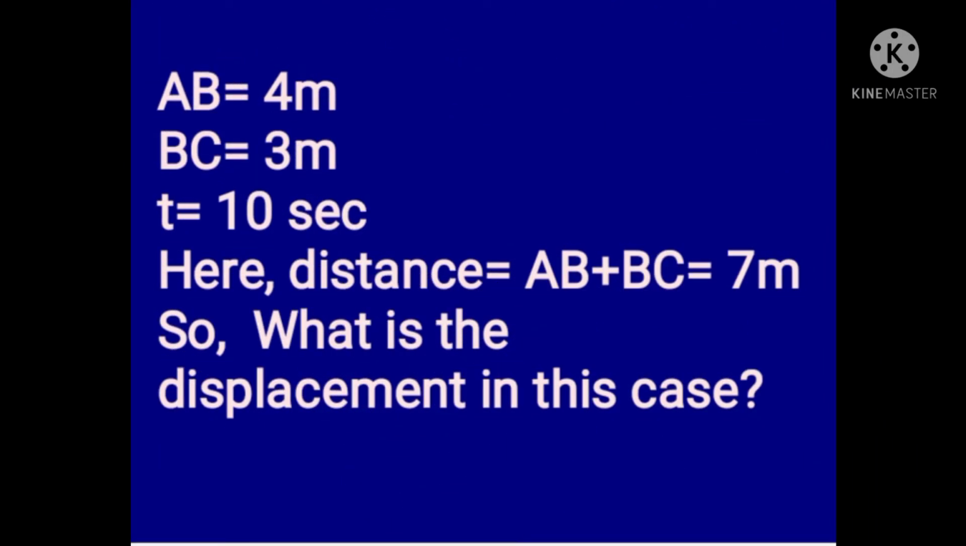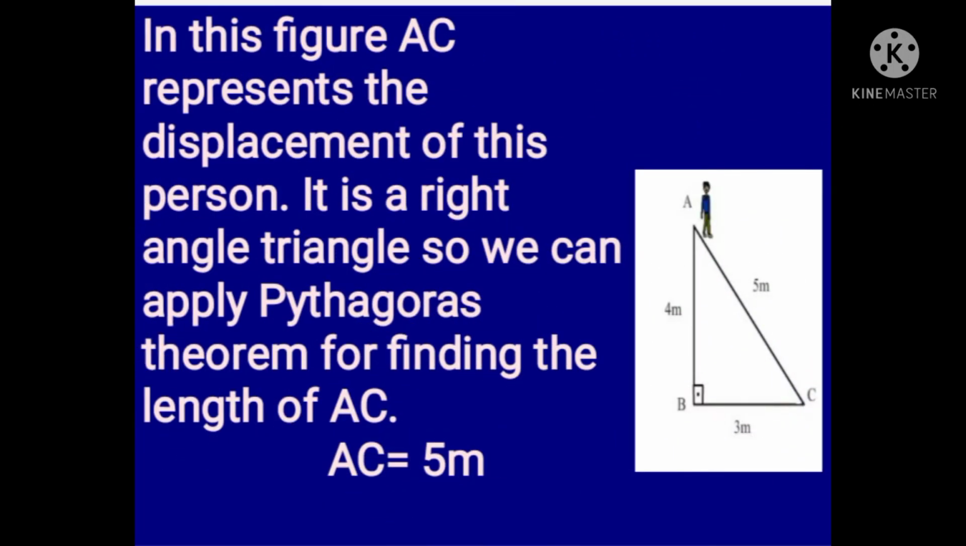If he chooses the first path, he must travel 4 plus 3 kilometer, that is equal to 7 kilometer. So that is the distance covered by him. We know that AC is the shortest distance between initial and final position as shown in the figure. The value of AC is given there, 5 meter. So this is the displacement of that person.